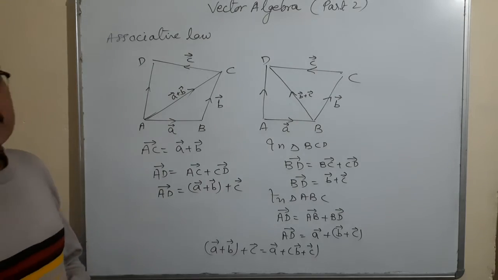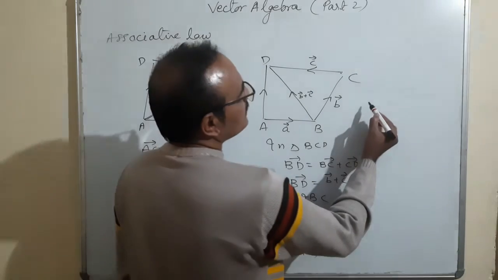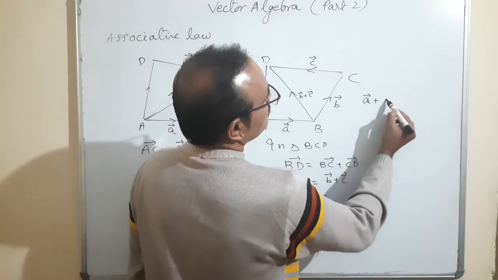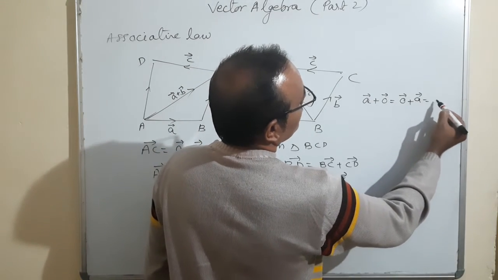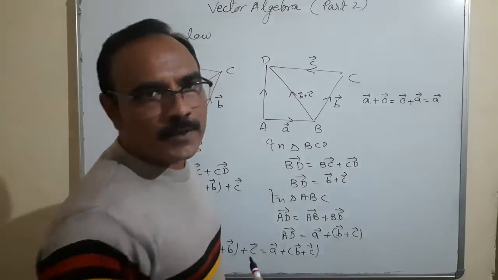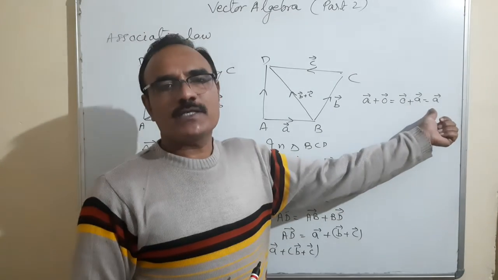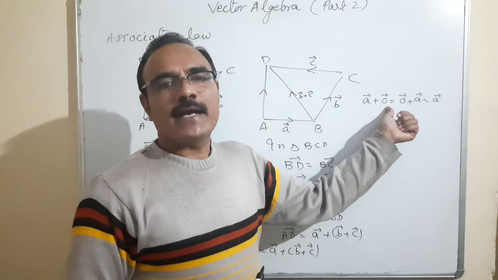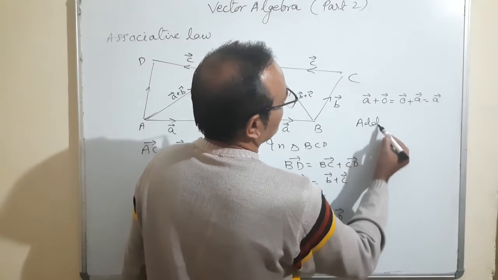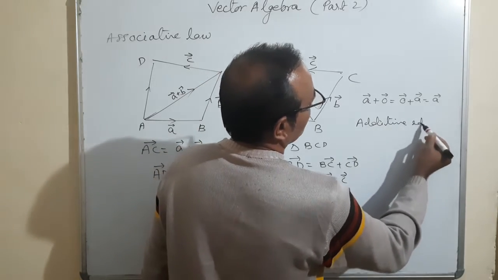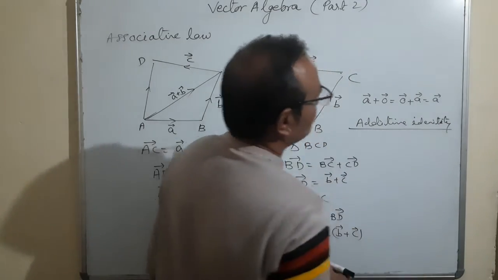Third thing, let us see whether the additive identity holds, yes or no. We can use it: vector A plus vector 0 is equal to vector 0 plus vector A, which is equal to vector A. What does it mean? This zero vector is the additive identity. So it holds the additive identity also.